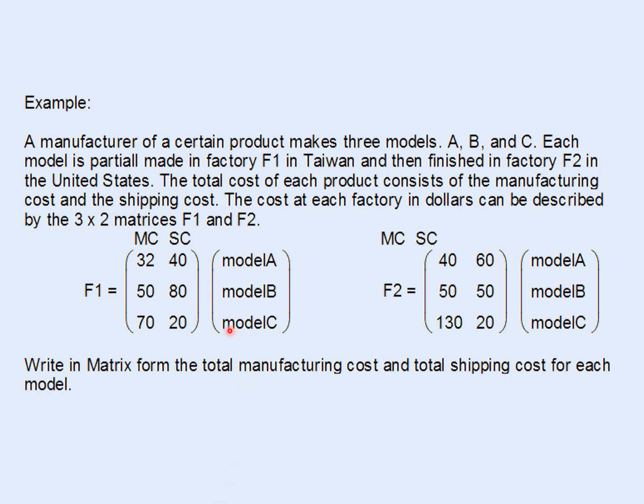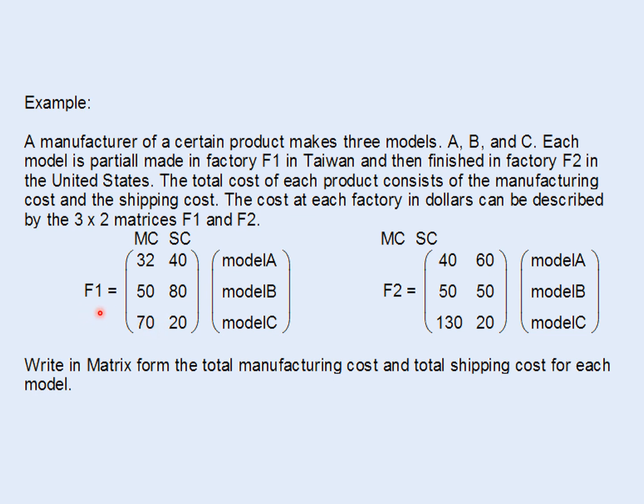Let us take on the following example. A manufacturer of a certain product makes three models, A, B, and C. Each model is partially made in factory F1 in Taiwan and then finished in factory F2 in the United States. The total cost of each product consists of the manufacturing cost and the shipping cost. The cost at each factory in dollars can be described by the 3x2 matrices F1 and F2.